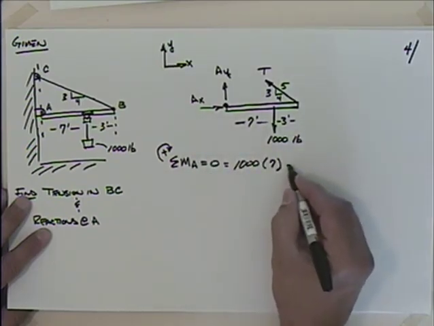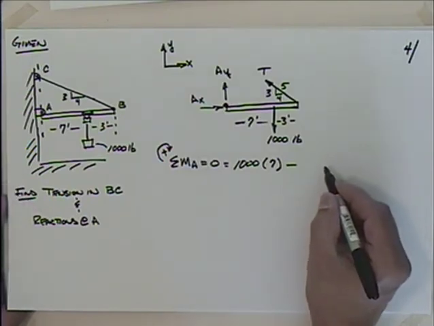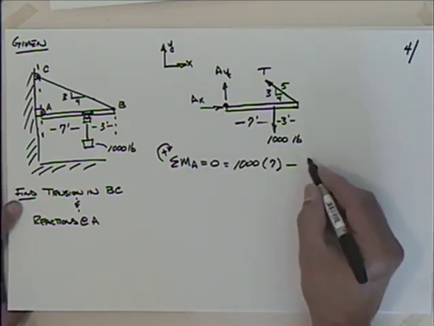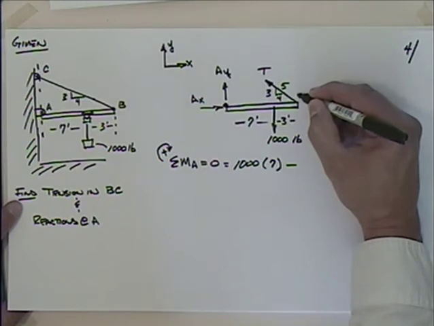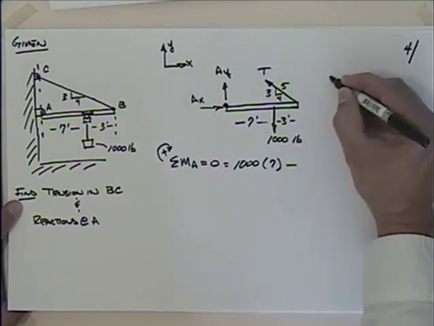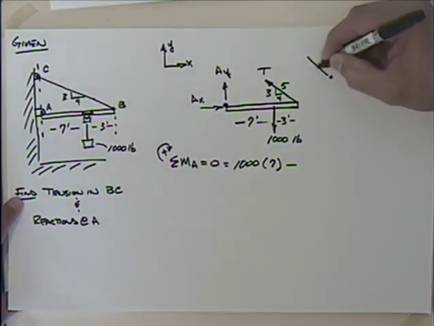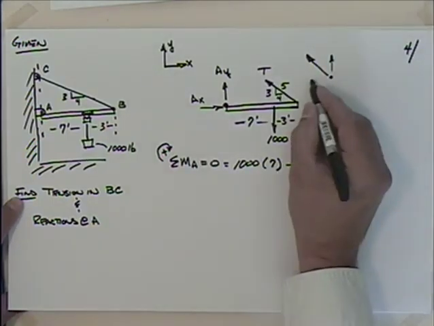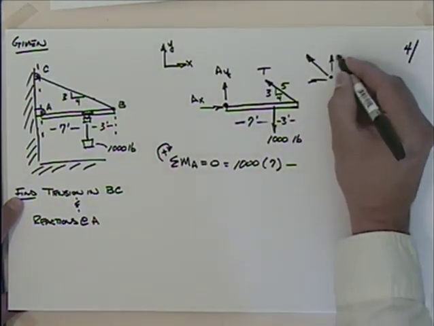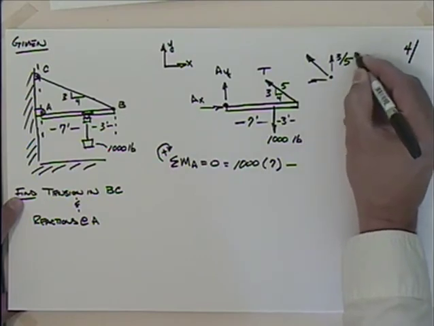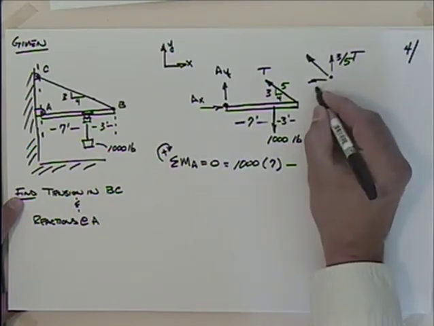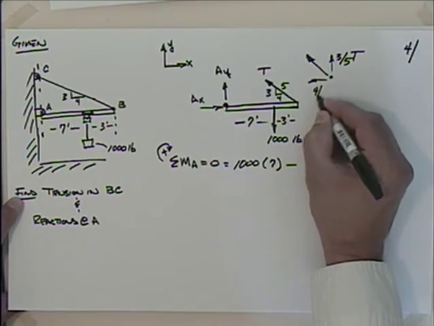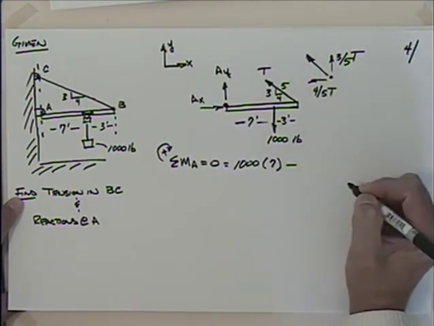And then I'm going to have to subtract off this vertical portion of T. So if I come up here with this T like this, it's at 3, 4, 5. Doesn't it have a vertical piece and a horizontal piece? And what are those? This would be 3/5 of T, and this would be 4/5 of T, wouldn't it?